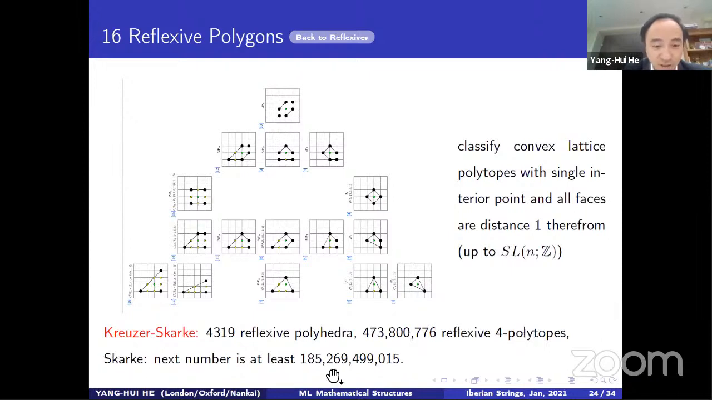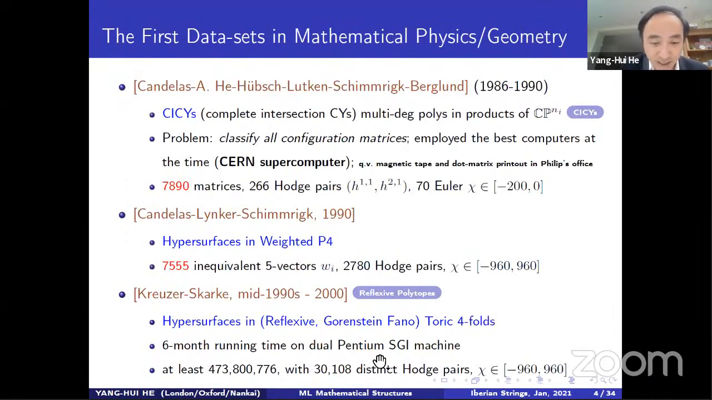So Skarke has a conjecture, he has shown that the next number is at least this number, 185 billion, a very precise number. There's no theory in combinatorics with a generating function for this. This is a beautiful open problem. Anyhow, that's a problem from mathematics. So what has this got to do with physics? Well, suddenly your Calabi-Yau landscape went from 1 to 16,000 and to around 500 million within a decade. So that's very impressive.